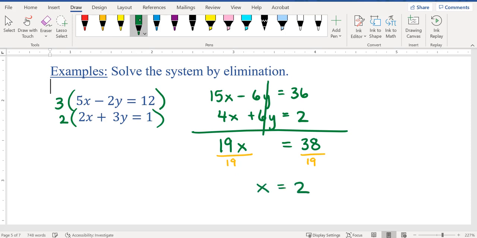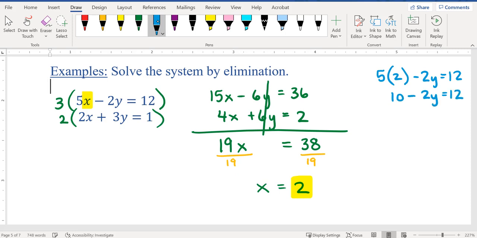I'm not finished. I'm only halfway there. I need to plug that 2 back into one of the top two equations. I'm going to plug it into the first one because it's there. Okay, so if I have 5 times 2 minus 2y equals 12, 10 minus 2y equals 12.